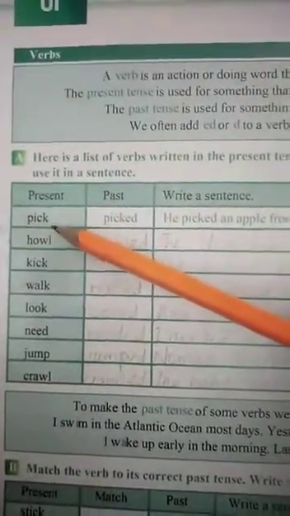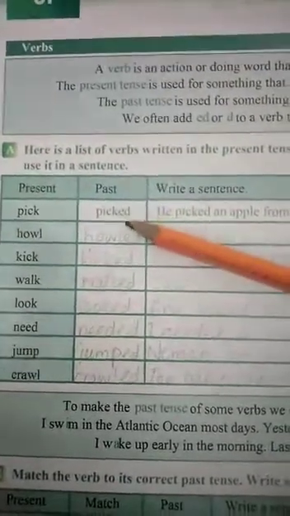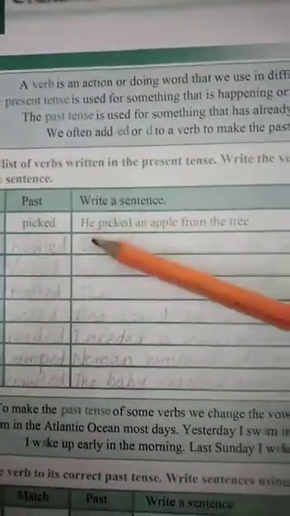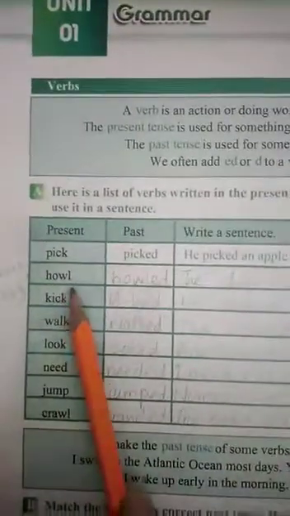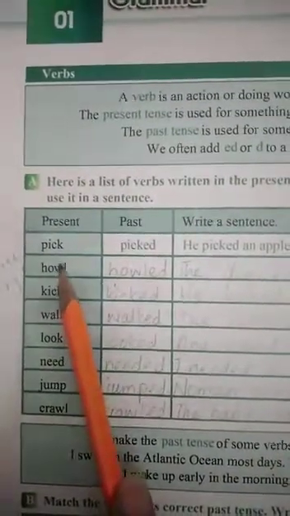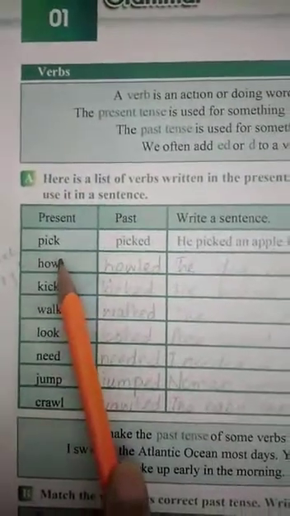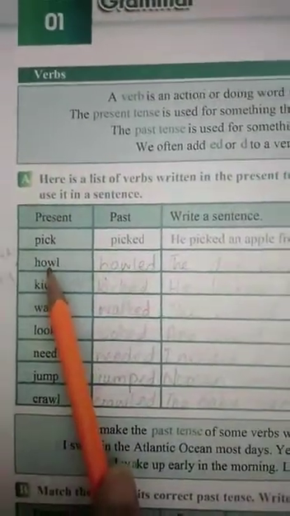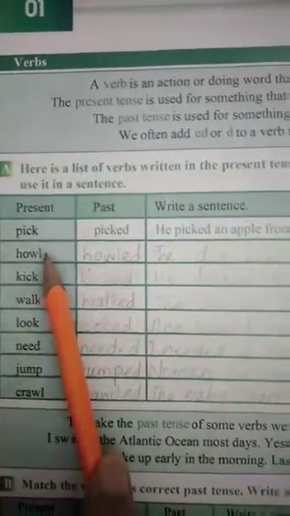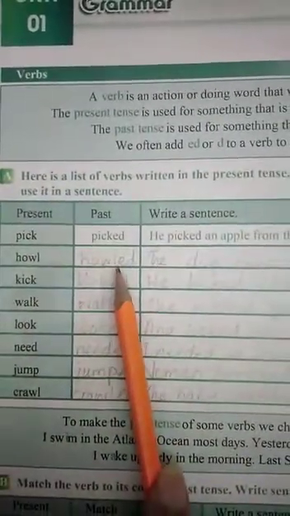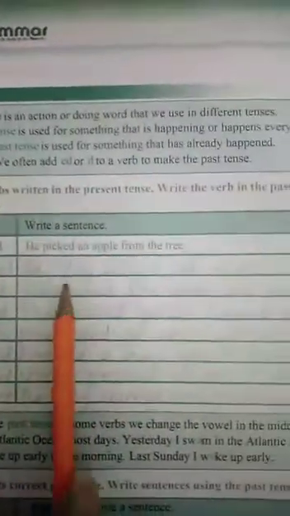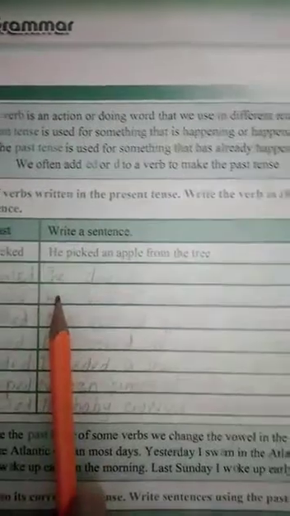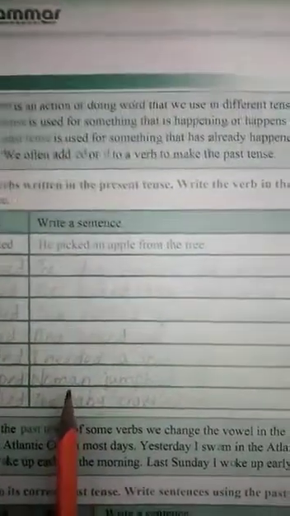This is pick, and we just put ed with that to make it past, and the sentence they have already made: He picked an apple from the tree. Come to the second one, howl. Howl means bark or loud mourning, or you can also say a loud laugh or a cry. The second form is made by putting ed: howl, howled. You have to make your own sentences. I have made a few sentences, but you have to make your own.